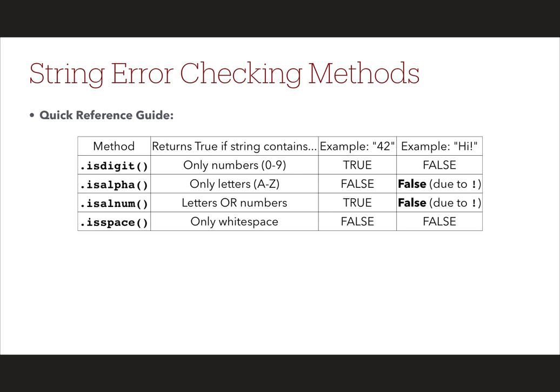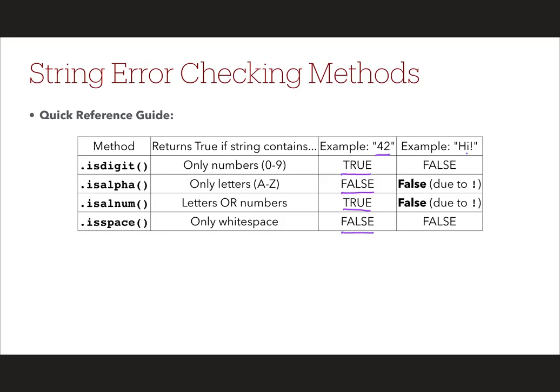So when the character string is, say, 42, the isdigit method, or isdigit function, will return true. But the isalpha function will return false because it consists of numeric digits. Isalnum will also return true. And isspace will return false.